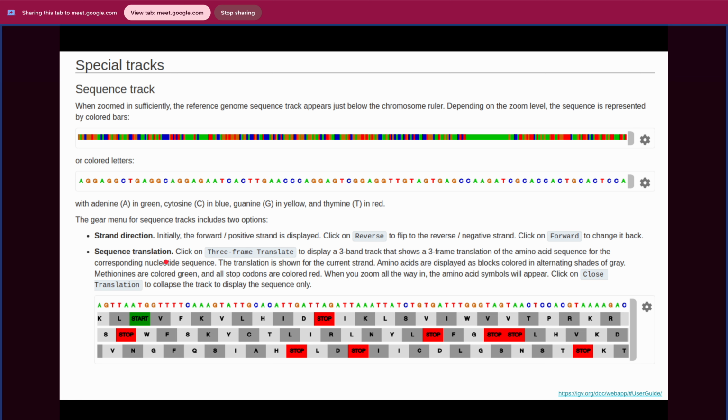Then, in this case, sequence translation. They have mentioned how you can see the sequence translation. You can click on three frame translation, and this is what they have shown: there are start codon positions and stop codon positions for each frame.